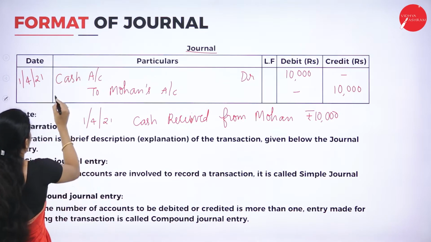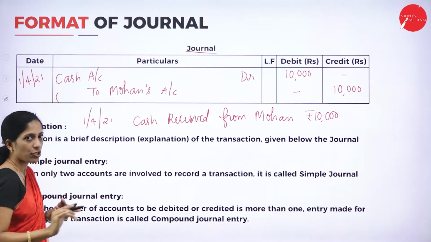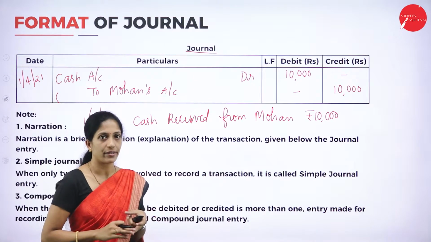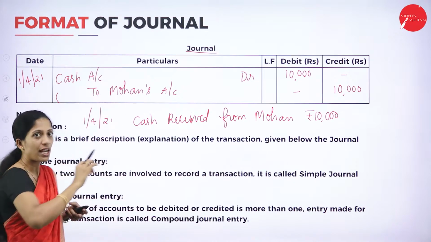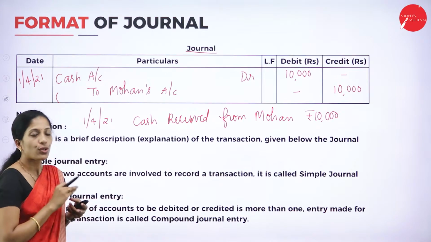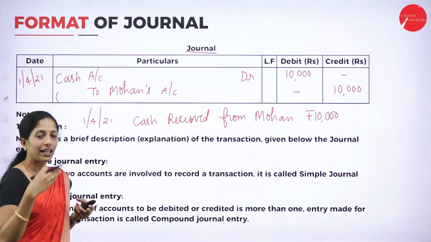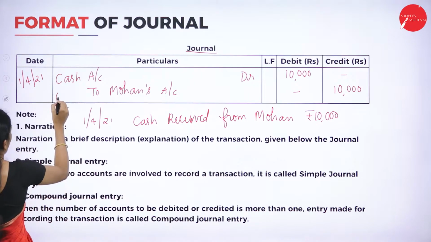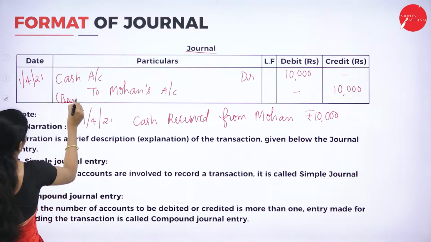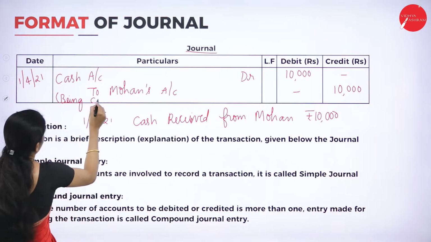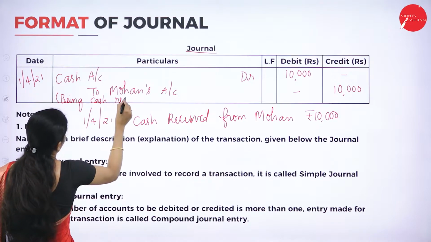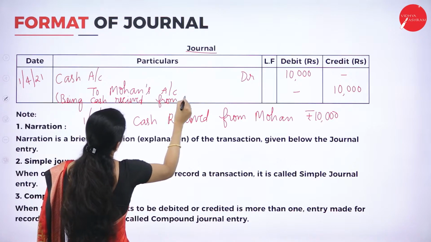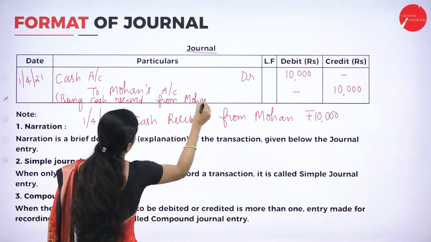Then you will write the narration. So, what do you mean by narration? Narration is a brief explanation about that particular journal entry. Suppose why I have recorded this entry, I have to know by easy reference. So, I will write a narration so that I can easily refer to that. For this reason, I have recorded the journal entry. So, you have to record in the bracket: being cash received from Mohan. So, this will be the narration.